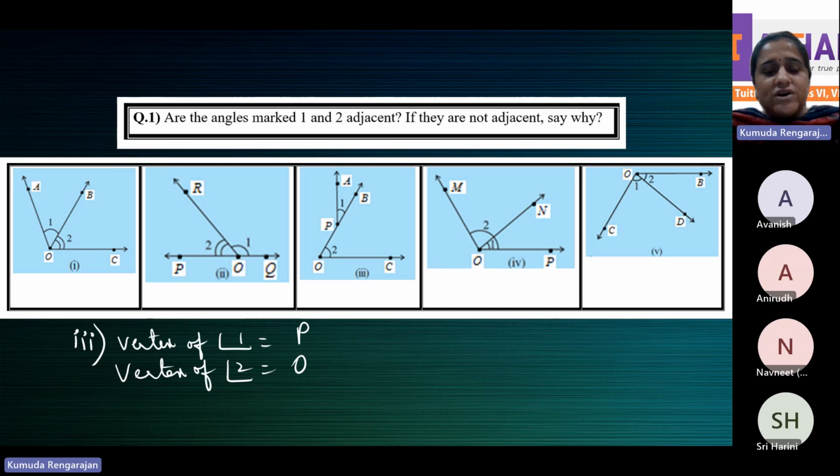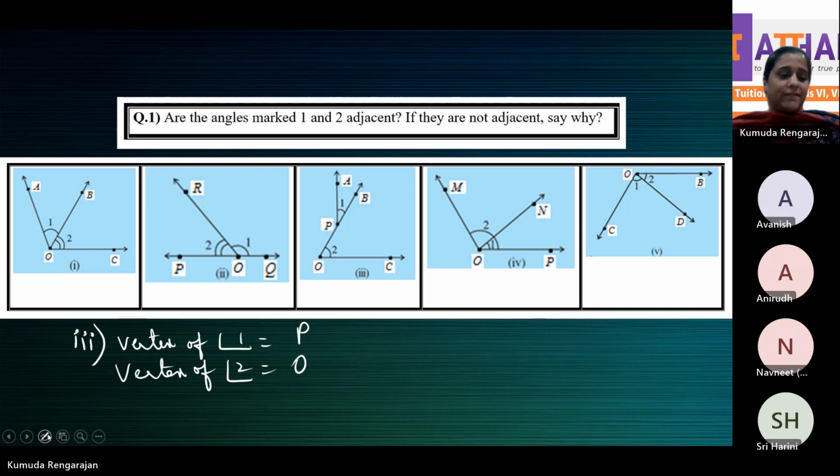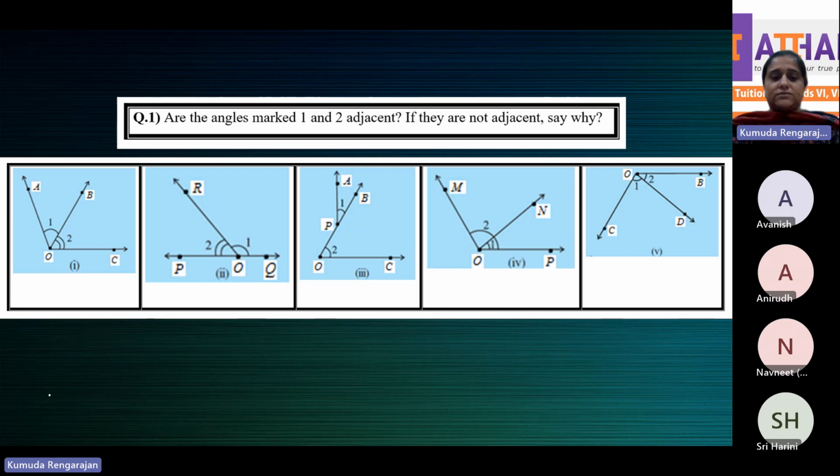So we are checking the first one, vertex. Vertex of angle 1 is P. Vertex of angle 2 is O. There itself, they fail. They are not adjacent angles because they don't have a common vertex. Correct? All right.